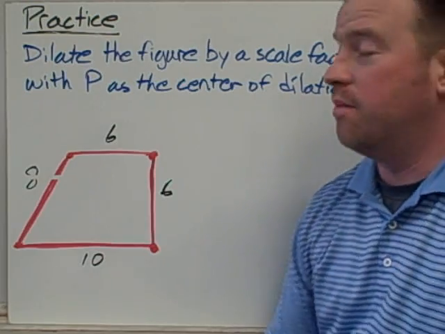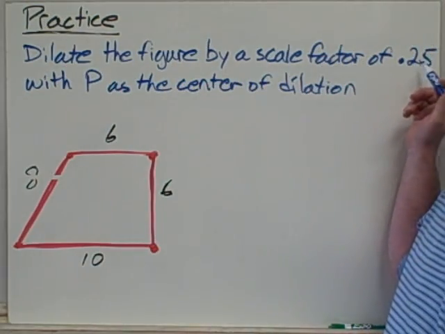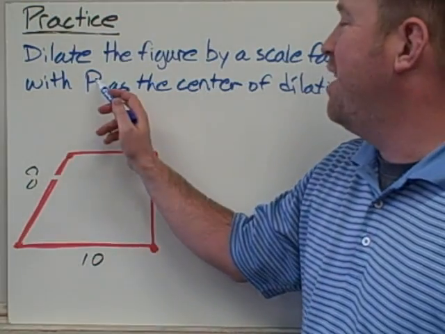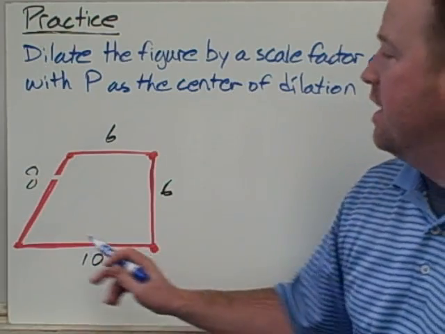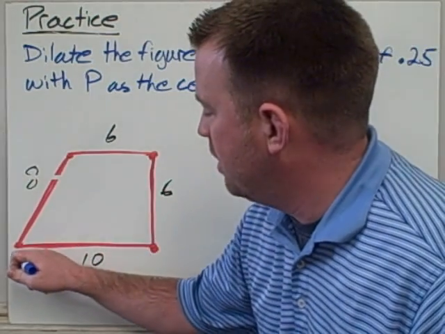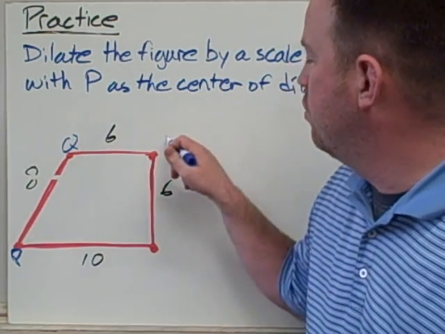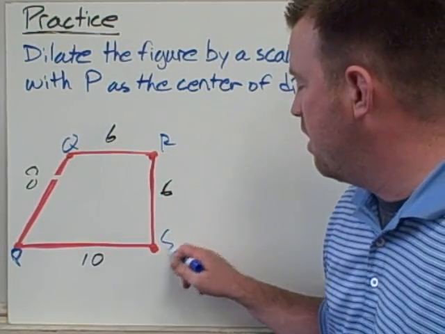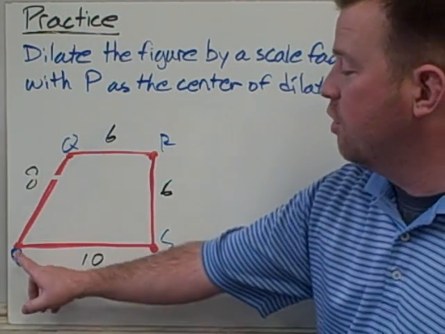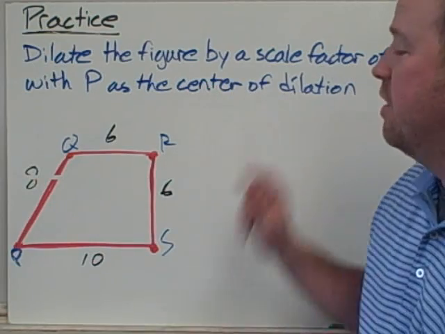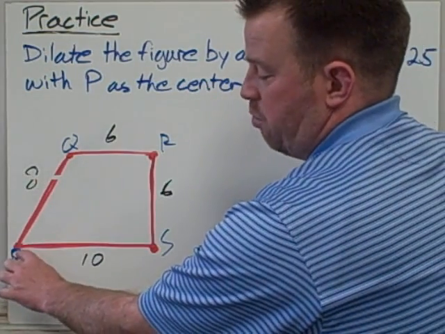Okay, this last practice problem says to dilate the figure by a scale factor of 0.25, which is 1/4, with P as the center of dilation. We're going to call this P. I've identified the original figure as PQRS, and we're going to use P as the center of dilation. That means it's going to get larger or smaller from this point right here.